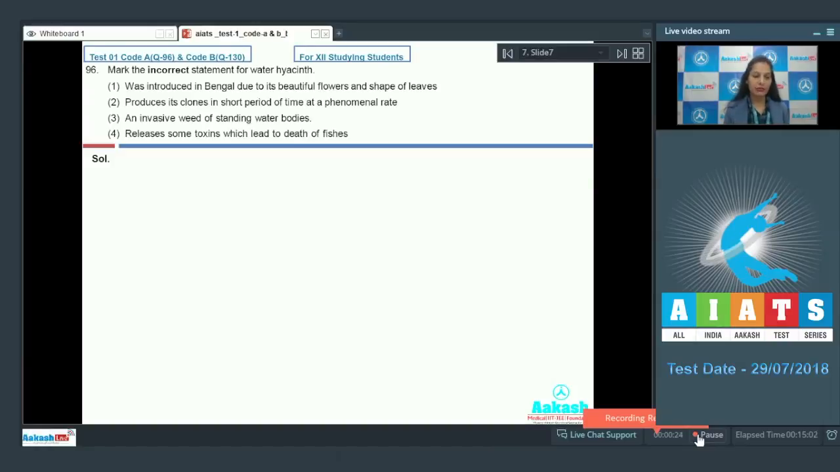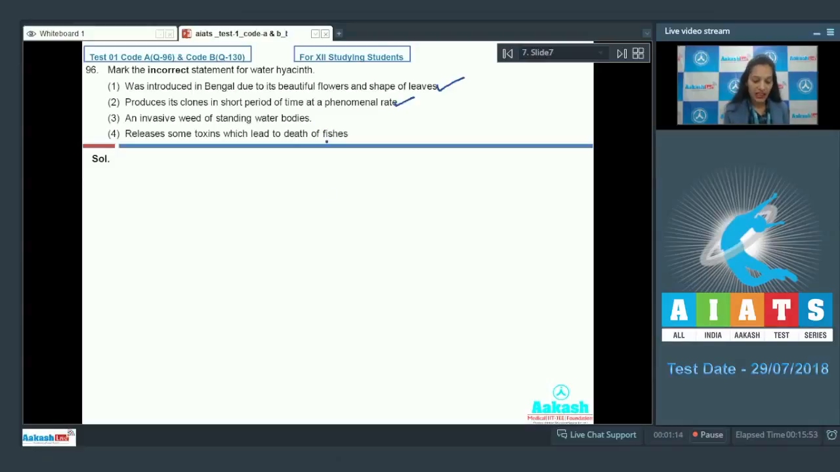Mark the incorrect statement for water hyacinth. First statement is, it was introduced in Bengal due to its beautiful flowers in shape of leaves. It's a true statement, as water hyacinth or Eichhornia is not the native of India. It was introduced by Queen Victoria due to its beautiful flowers in shape of leaves. It is a true statement. Second is, it produces its clone in short period of time at a phenomenal rate. Means very fast. Yes, because water hyacinth can vegetatively propagate with the help of offset. Hence, it can produce its clones in very short period of time. So, this is also the correct statement regarding the water hyacinth.